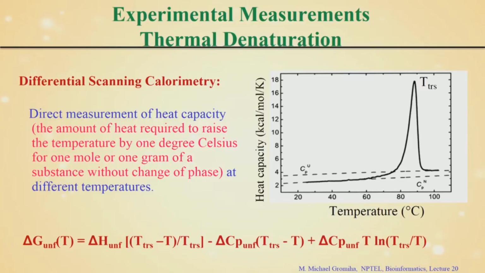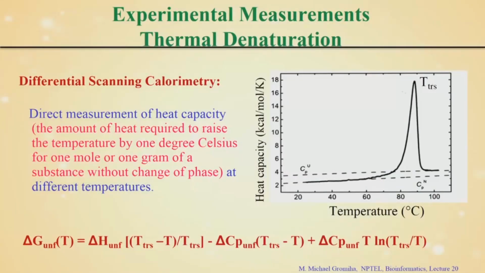In this case you can directly measure the transition temperature, because you can calculate the amount of heat required to raise the temperature by 1 degree Celsius for 1 gram of substance without any change in the state, with no change in the phase. So, you see the increase in temperature and finally you get the transition temperature, where the protein starts to melt, and you have delta Cp, because you have the Cp of the unfolded state and the Cp of the native state, and you get the difference, which gives you the delta Cp.